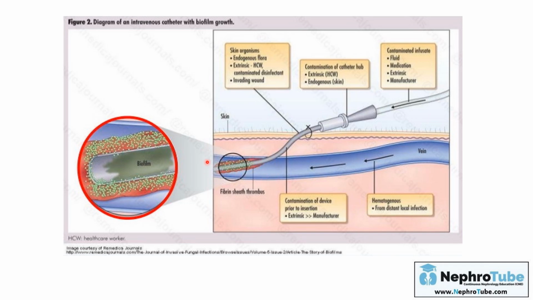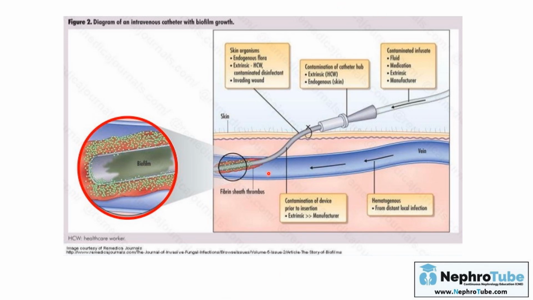This biofilm is a nidus for bacterial formation, and will be a source for catheter-related bloodstream infection. So this can be avoided by the use of catheter lock. Sorry, not by systemic anticoagulation, but by the use of catheter lock.